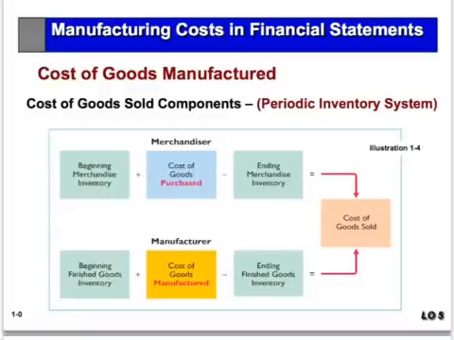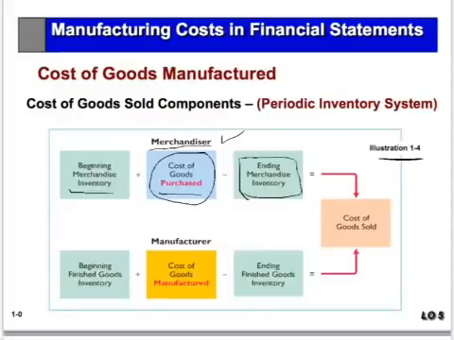Now the difference between a merchandiser, recall, is a company that does not manufacture its product, it buys it, it purchases it. So when you do the income statement for a merchandise company, like Carrefour, they know what the beginning inventory is at the beginning of the year, they know how much they purchased during the year, together that is the cost of goods available for sale. They subtract what is left at the end of the year, and that gives them the cost of goods sold.